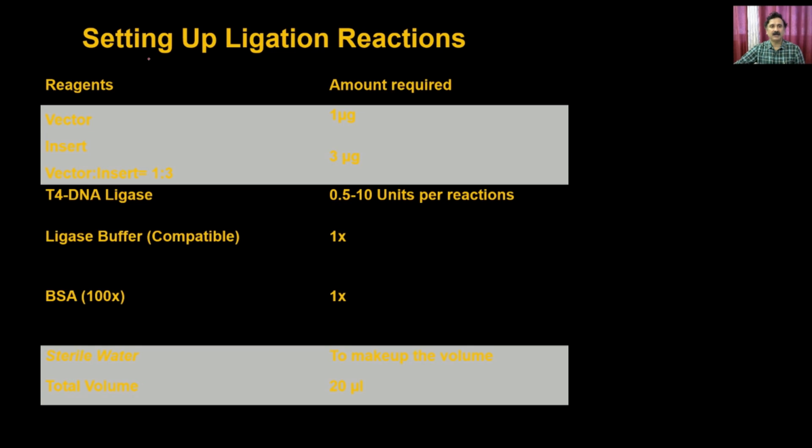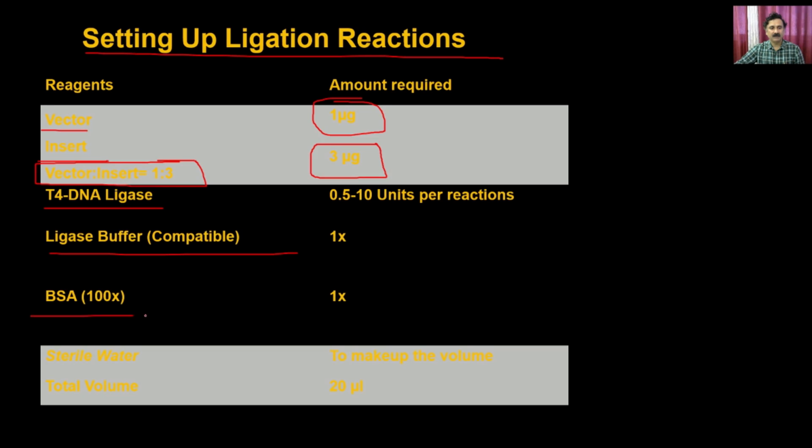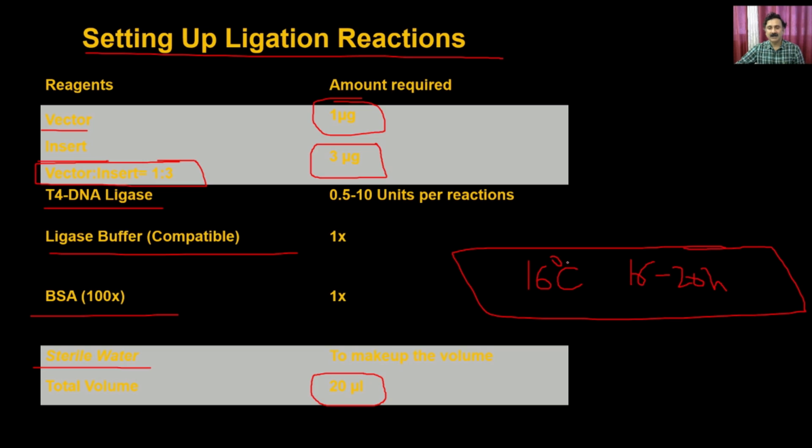Similarly, for the ligation reaction, you use the vector and the DNA. Both are digested with the restriction enzymes, and now the vector and the insert have to be taken. The only thing to remember when you want to do cloning is that the vector and the insert have to be in a ratio of 1:3, which means if you take the vector as 1 microgram, the insert has to be 3 microgram. Then you add the T4 DNA ligase, ligase buffer, the BSA, and finally sterile water. The reaction volume should be 20 microliter, and you incubate it at 16 degrees Celsius for 16 to 20 hours, so that it gives you the ligated products.